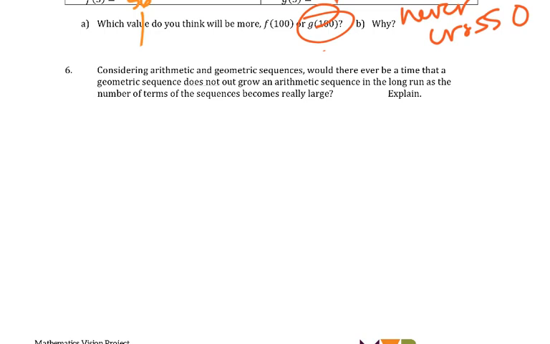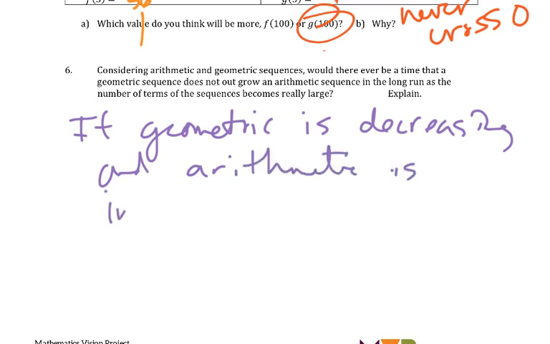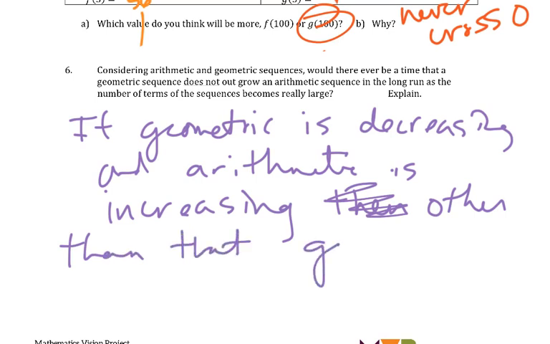But if the number of terms of the sequences is getting large, basically if geometric is decreasing and arithmetic is increasing, that's really the only time that geometric isn't going to win. Other than that, geometric all the way. Eventually it will overcome the arithmetic. Okay? There we go.